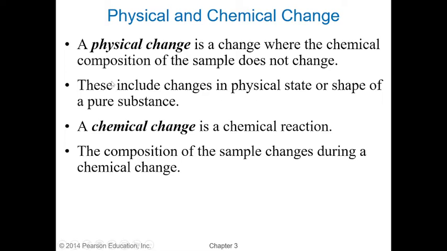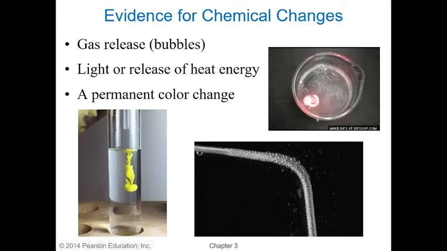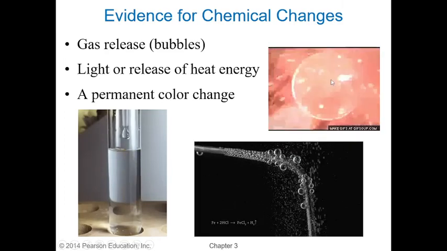Yung chemical change, on the other hand, this is a chemical reaction. So, ito yung na-observe nyo if there's a chemical reaction. And for sure, nag-iiba na yung composition. For example, if I decide to sunugin yung paper, so from paper, cellulose, iba na yung magiging composition niya after burning. It will become ash. So, the composition of the sample changes during a chemical change. So, parang ganito. Ito po yung sinasabi ko kanina. Ito naman yung reaction.